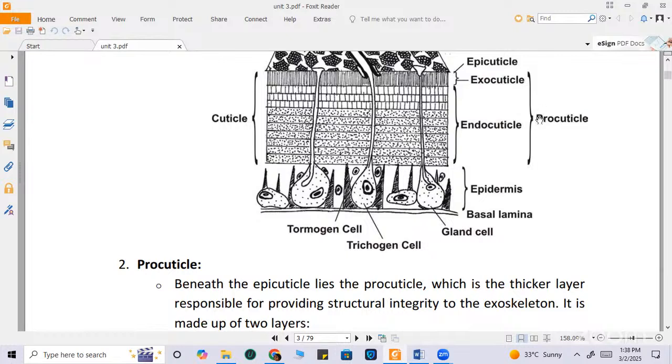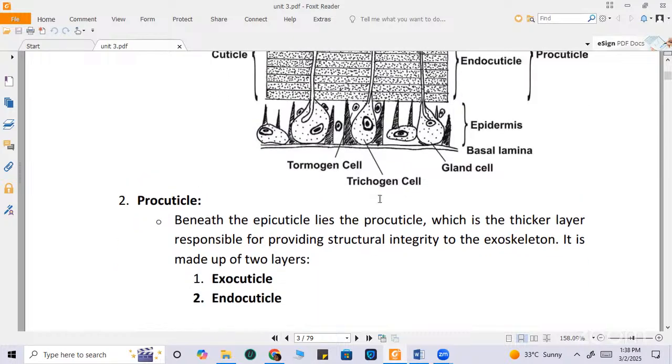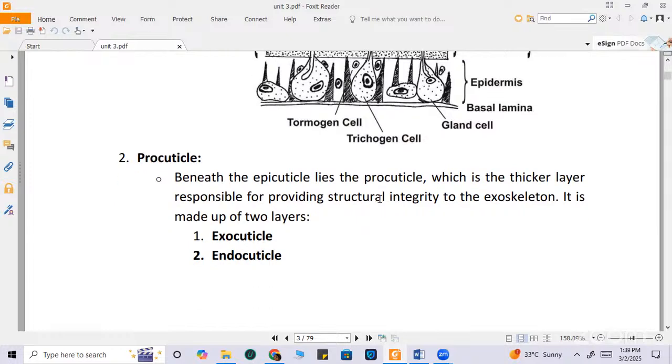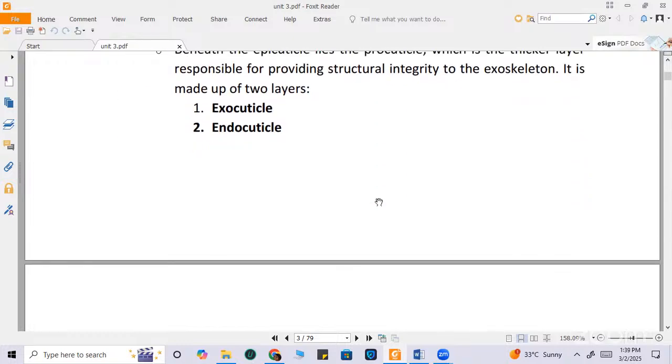So here we are talking about procuticle. We have seen the procuticle, right? From here to here, it's a procuticle. Procuticle is beneath the epicuticle. Epicuticle is the outermost layer we have seen in the cuticle, so procuticle will be just below it. It is the thickest layer, and it's responsible for providing structural integrity to the exoskeleton. It is made up of, again, two layers, the exocuticle and endocuticle.